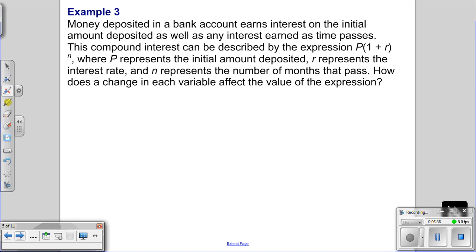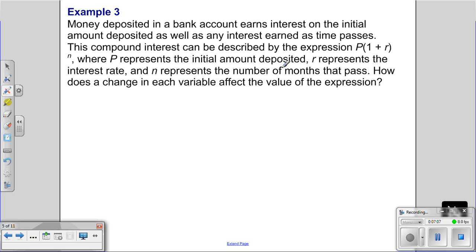All right, let's take a look at one more expression here. Now this is a great example because notice we're looking at a different expression. Now again, it didn't come out here to it, so I'll rewrite it. You deposit money in a bank and it earns interest on an initial amount as well as interest earned as time passes. So this is called compounded interest. And we have an equation for this, and this equation we're going to use quite a bit. It's exponential, which we'll refer to a lot in this class.